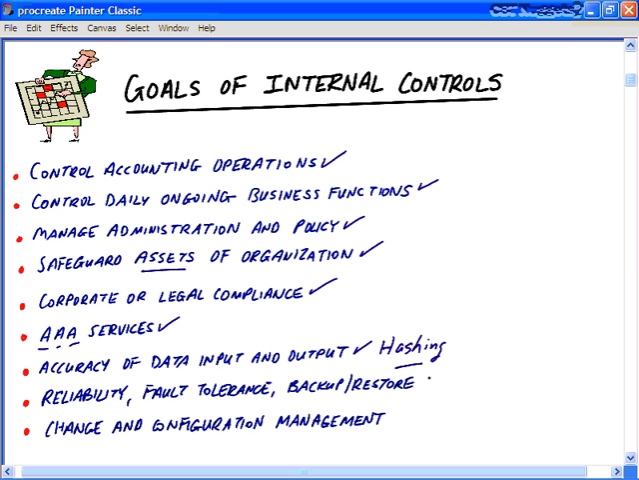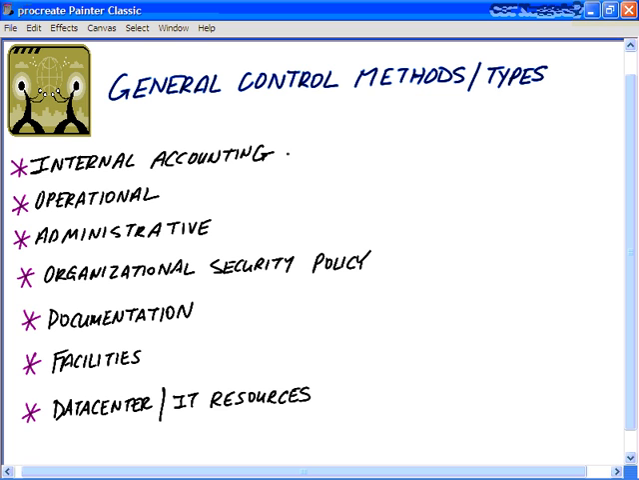Also, reliability, the reliability of systems, the reliability of software, the reliability of our network infrastructure, the reliability of data, fault tolerant systems, multiple redundant systems, and the ability to back up and restore. These are key aspects of internal controls, or the goals of internal controls. And then finally, to manage any changes to our systems, our processes, our policy, as well as changes to configuration. And this ties in directly to the general overall internal control methods or internal control types.